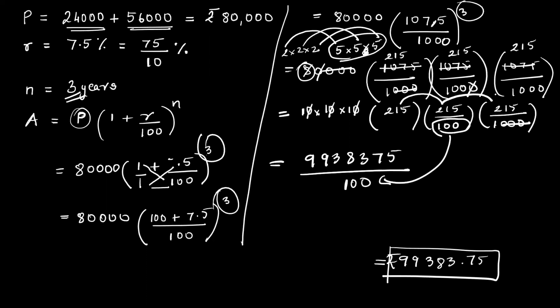And if I multiply, you all can try it if you want. Multiply 215 into 215 into 215, you'll get this. Which, if I reduce the decimal, I'll end up getting the same answer. Okay. So message me yes if you have understood the calculation.